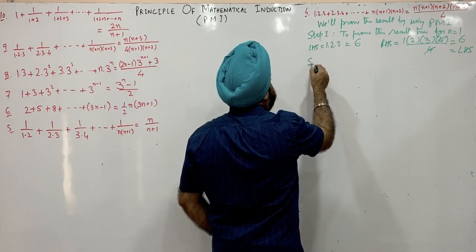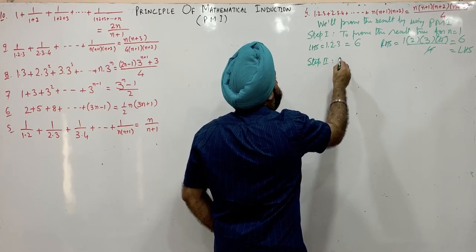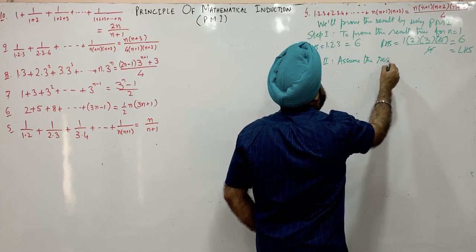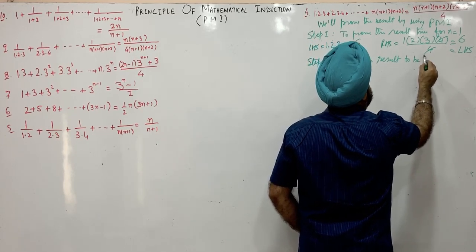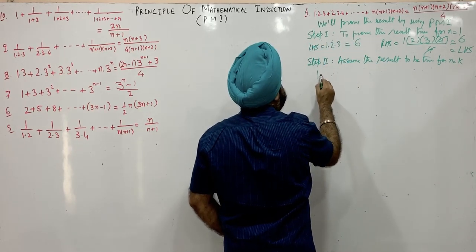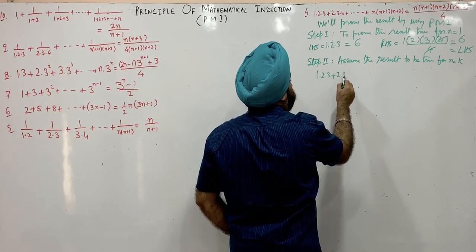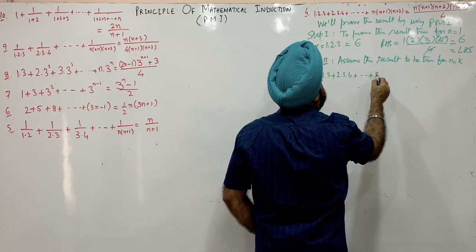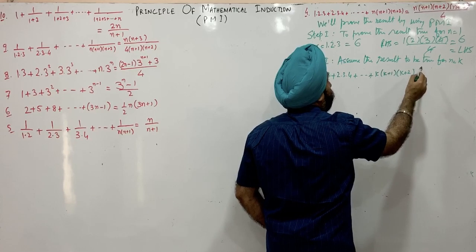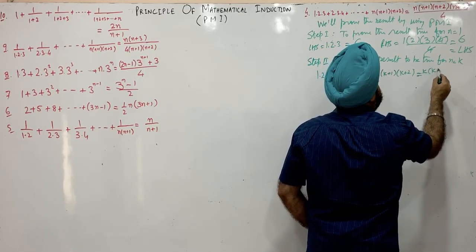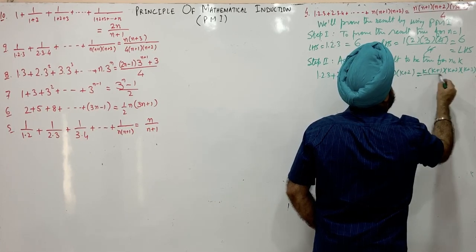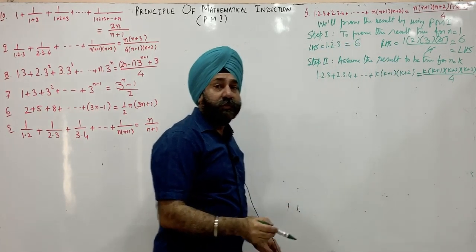In the second step, we assume the result to be true for n is equal to k, that is 1 into 2 into 3 plus 2 into 3 into 4, then k into k plus 1 into k plus 2, this is equal to k into k plus 1 into k plus 2 into k plus 3 upon 4. We assume this result.